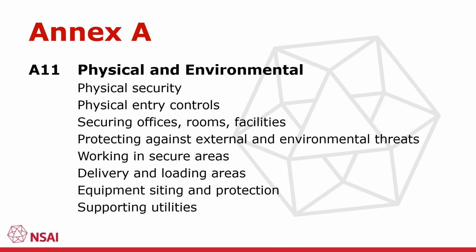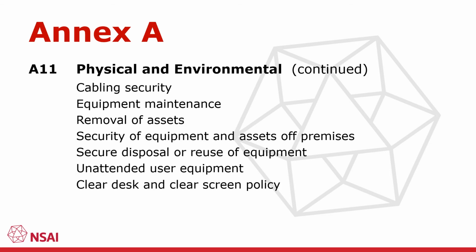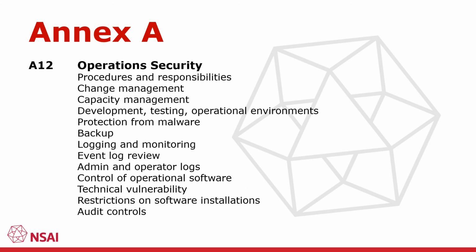The objective is to prevent unauthorized physical access, damage and interference to organization's facilities. Again, these continued controls in A11 are focused on preventing loss, damage or compromise of assets. 11 controls in place here in operation security. The objective is to ensure correct and secure operation of processing facilities, to ensure that these facilities are protected against malware and loss of data. There are also controls applicable to event logging and review, and ensuring that technical vulnerabilities are adequately managed.